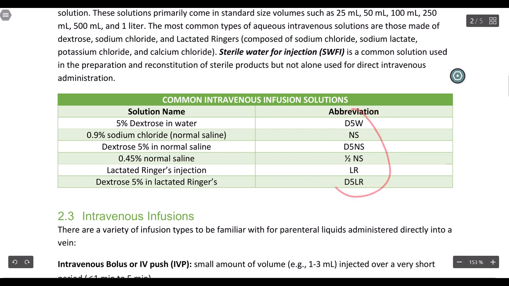This is the important thing to know. Just understand what those abbreviations mean. This would be normal saline, and you know that's 0.9%. If it's half normal saline, you know that would be 0.45%. Dextrose would be 5% dextrose, so that's 5 grams of dextrose in every 100 mLs. Sometimes, like I said, they usually don't put the W there. They might just have D5, but a lot of times when it's by itself, it's D5W.